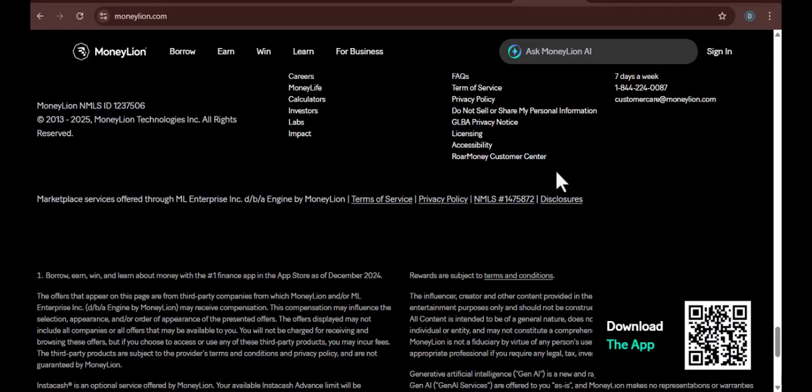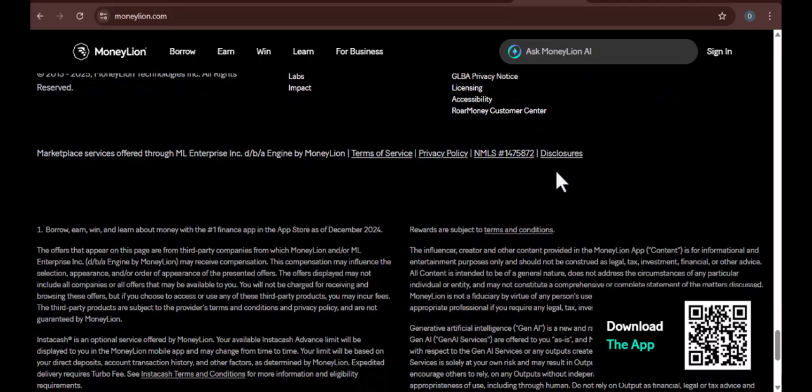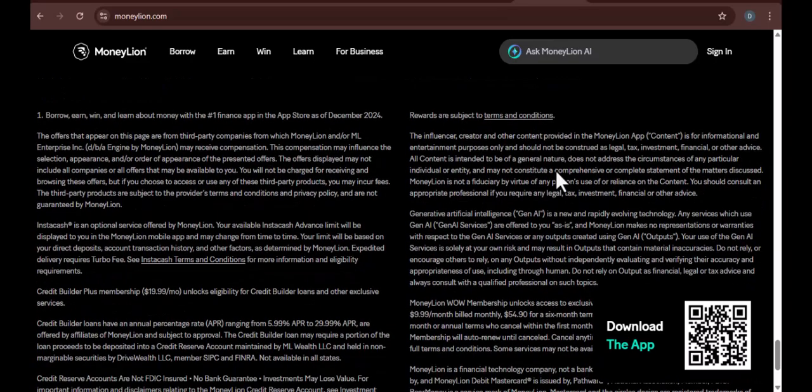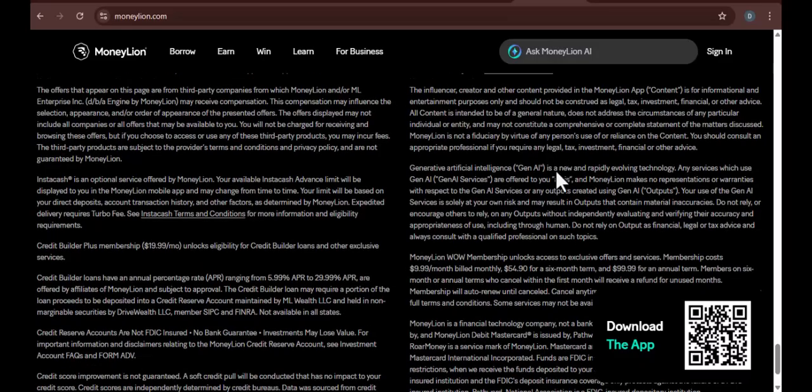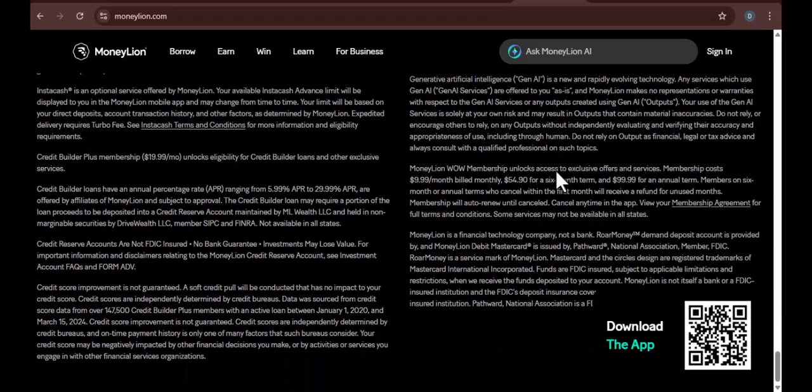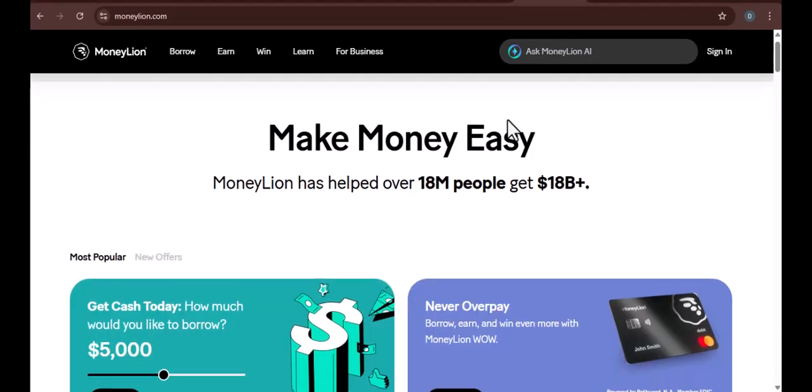It is important to understand that MoneyLion does not rely heavily on traditional credit scores for Instacash. This makes it attractive for people with low or no credit history. However, that does not mean there is no evaluation. Your real financial behavior inside the app is what matters most.